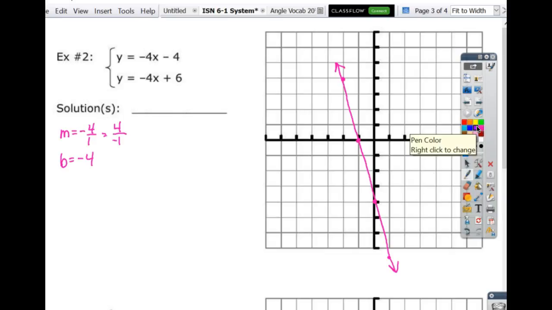For the second one, the slope is negative 4 over 1, and the y-intercept is 6. So I'm going to count up 6. And I'm going to go down 4. What's going to happen with these two lines? Because they're parallel, they don't cross, so this is no solution.